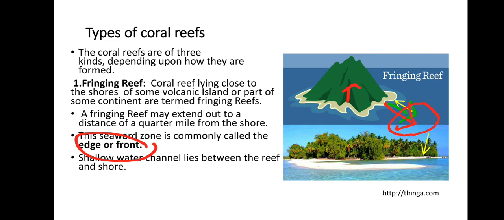Now, so this is a fringing reef. The fringing reef is a type of coral reef that is very close to the land, particularly volcanic islands. Here they will be present at a distance of 50 to 100 meter from the land, forming a shallow water body between the reef and the land. And in all types of reefs, there will be a part of the reef which is towards the sea, not towards the island, called the edge or front, and this is the growing portion.